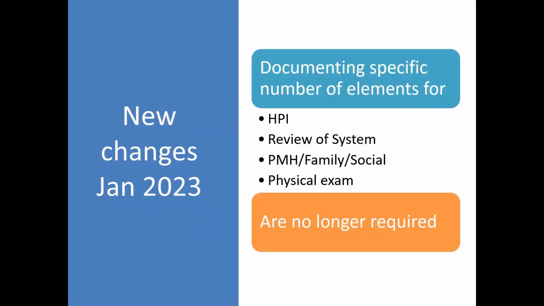There have been some significant changes this year. Previously, there was a required number of elements of history of present illness. You had to have a certain number of elements of the review of systems, a certain number of elements for PMH, family and social history, and a certain number of elements in the exam in order to meet criteria for higher levels of coding. That is no longer the case.